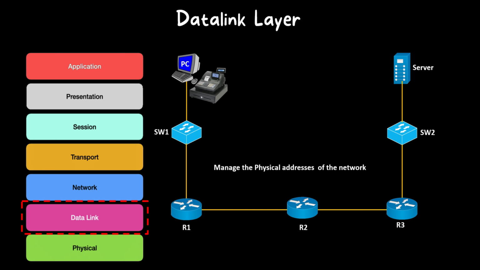In the previous chapter, we were talking about the network layer, and we said that the network layer manages the logical addressing part of the network. They manage the IP address. On the other hand, the data link layer manages the physical addresses of the network. That means the MAC address or the Media Access Control Address.